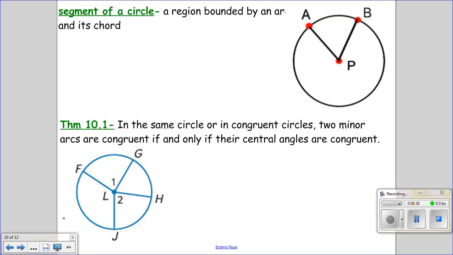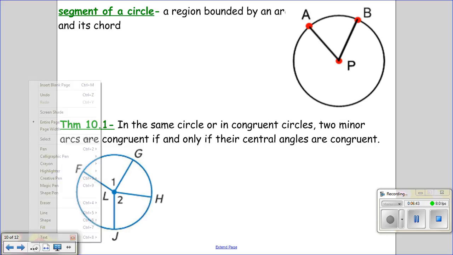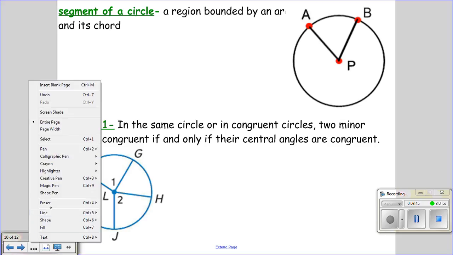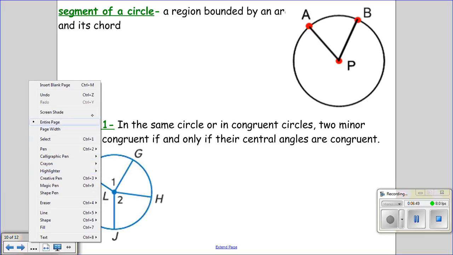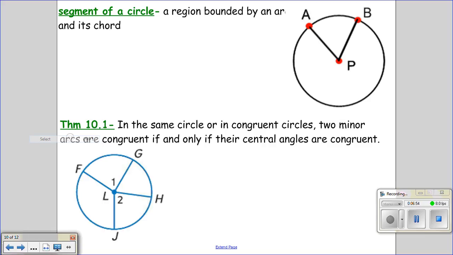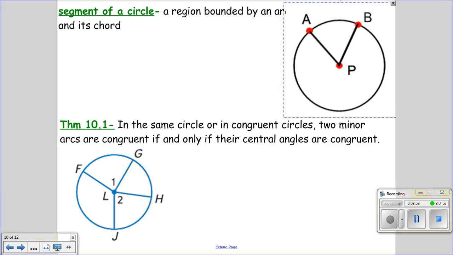A segment of a circle is the region bounded by the arc and its chord. My circle is covering up my words.